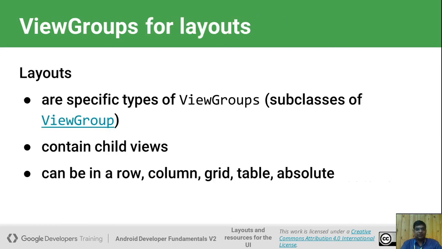Next is view groups for layouts. Layouts are specific types of view groups, subclasses of view group. What is the layout? Constraint layout. It is a main class of view group, and the layout is the subclass of that class. And also the buttons and text views are subclasses of the layouts. Okay. Child views can be in a row, column, grid, table, and absolute format.